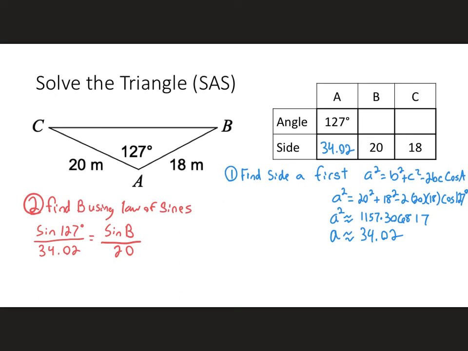Okay, so our objective is to find B using the law of sines. And so I made my proportion: sine of 127 degrees divided by 34.02 equals sine of B over 20. I only have one variable. It is angle B, and I can move the 20 over to the other side of the equation by multiplying it by the sine of 127, and then take the arc sine of that entire side to find what B is. So the arc sine of the quantity 20 times the sine of 127 degrees over 34.02 is approximately 28.003. So we'll just call that 28.